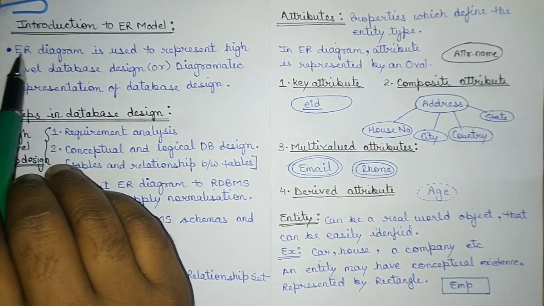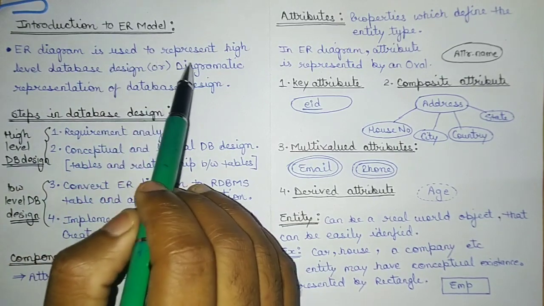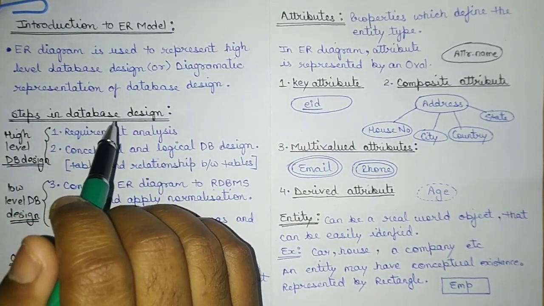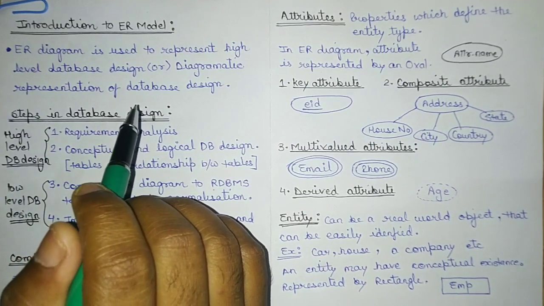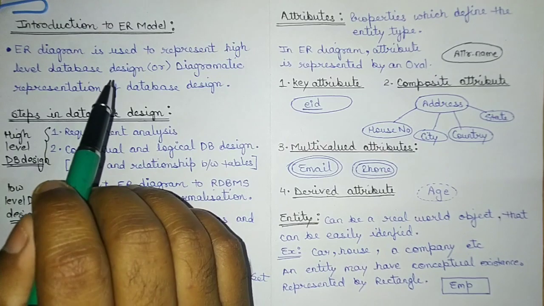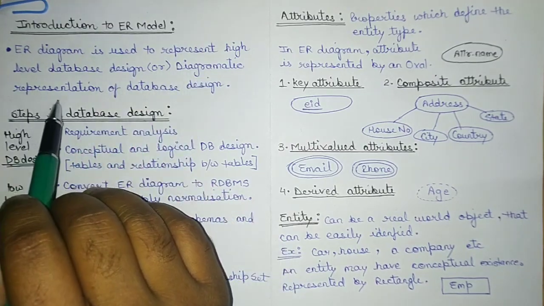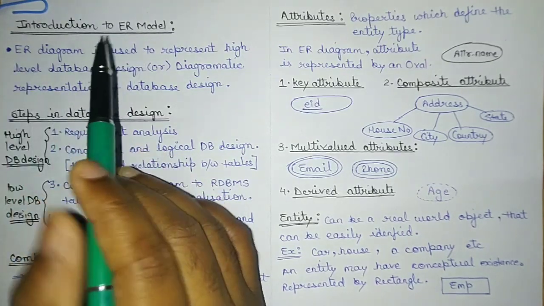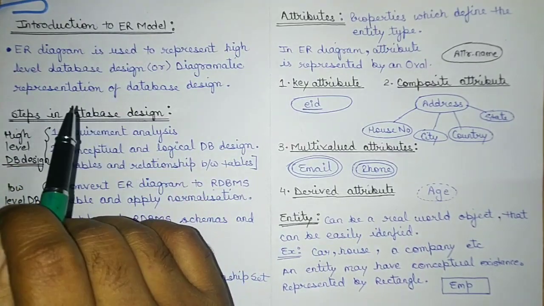ER diagram or entity relationship diagram is used to represent high level database design. So what is the meaning of high level database design? If we are designing any conceptual or logical database, it is known as the high level database design or the diagrammatic representation of database design. So this ER model is very important when we are trying to design a database.